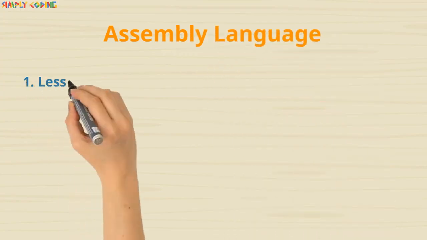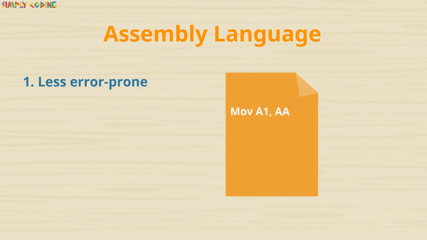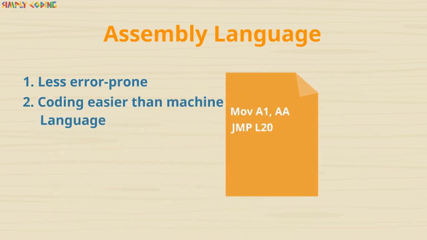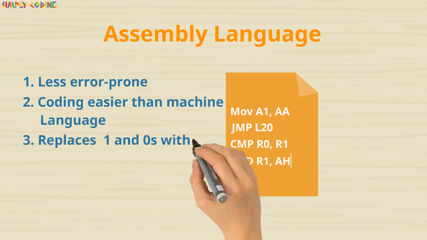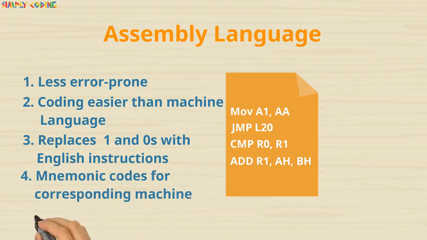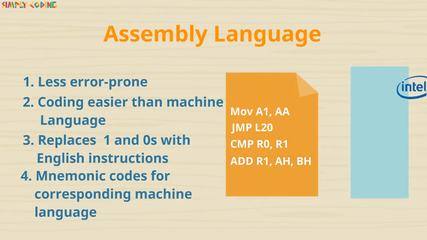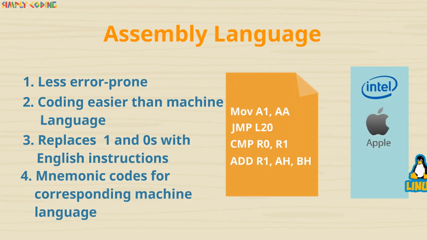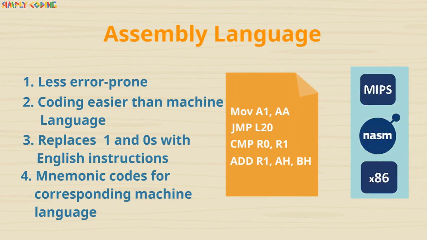On top of it, we have assembly language. Assembly language helped eliminate much of the error-prone and time-consuming machine language programming. It replaces remembering ones and zeros with instructions which are mnemonic codes for corresponding machine language. For example, it has commands like move, jump, CMP, add, etc. Each assembly language is specific to particular computer architecture and sometimes to an operating system. Examples include MIPS, NASM, x86, etc.